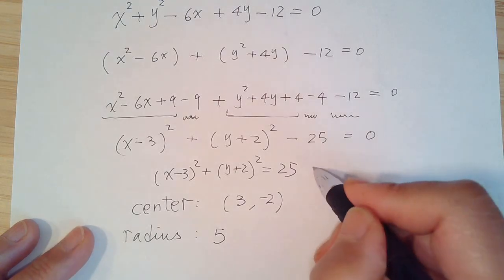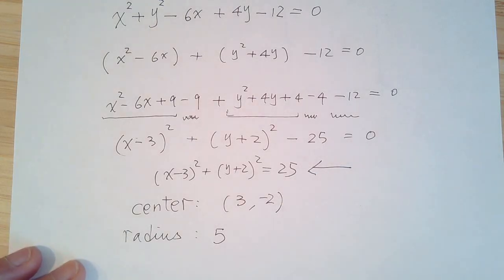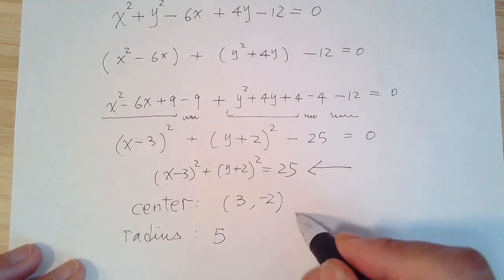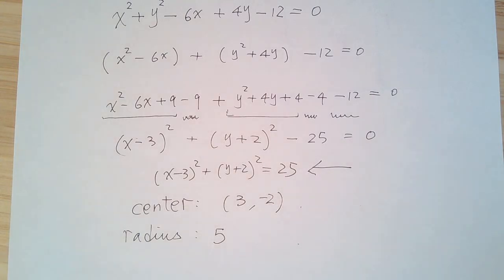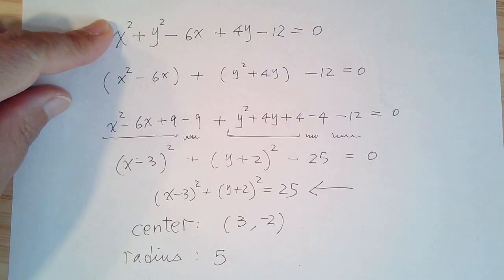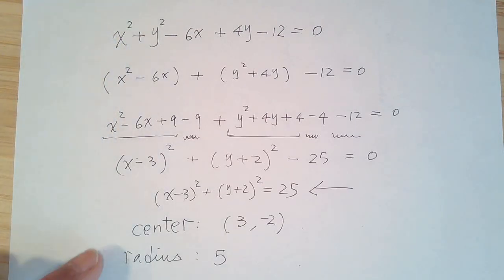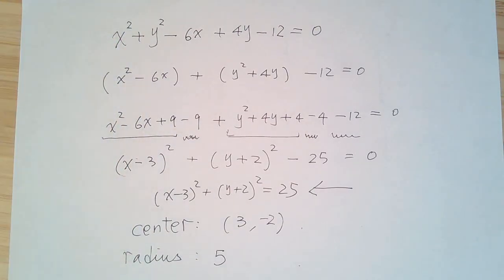Okay, so this is the standard form of the circle, and it will help you very easily to identify the center and the radius. Now from here, it's not that obvious all the way to here. So that's why I gave you the quick review on how to complete the square. I hope you remember that.